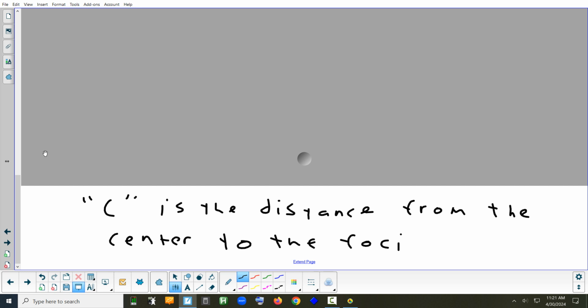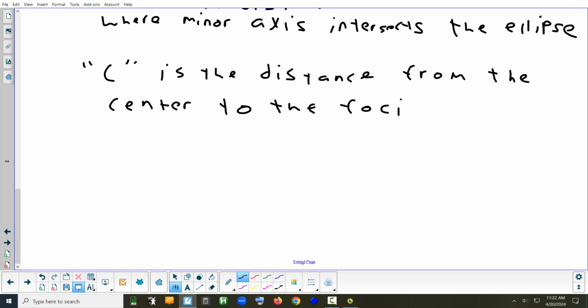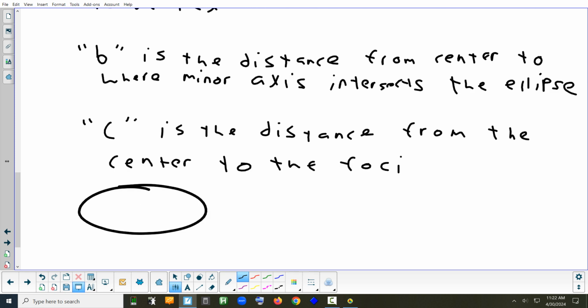I guess what B is. You can guess. It's not the easiest thing to guess though. Like the width of the ellipse. Yeah, it's basically the distance from the center to where the minor axis would cross the ellipse. So if you want kind of a visual on that, here's your center. That's A, the distance from the center to the vertex. B is the center to the minor axis.